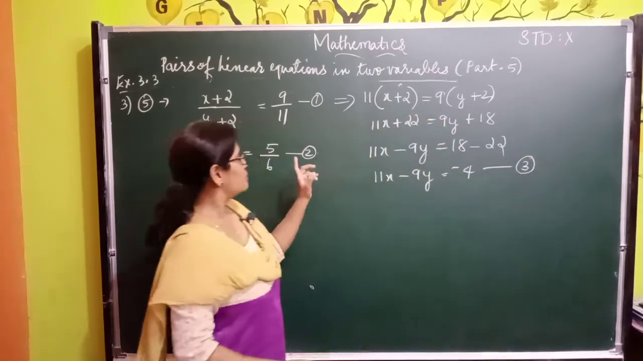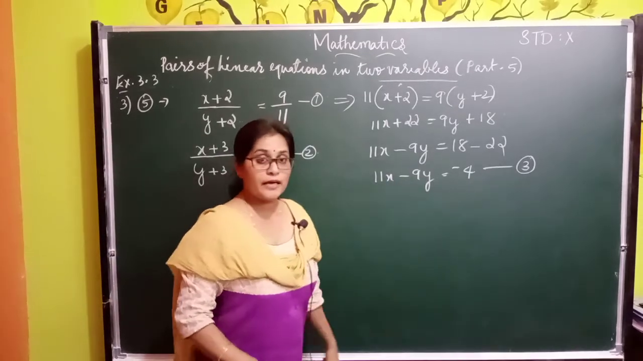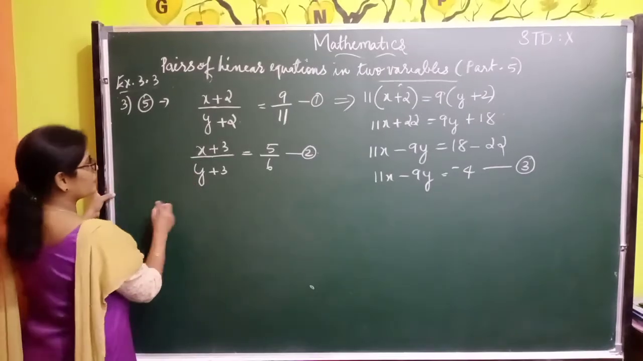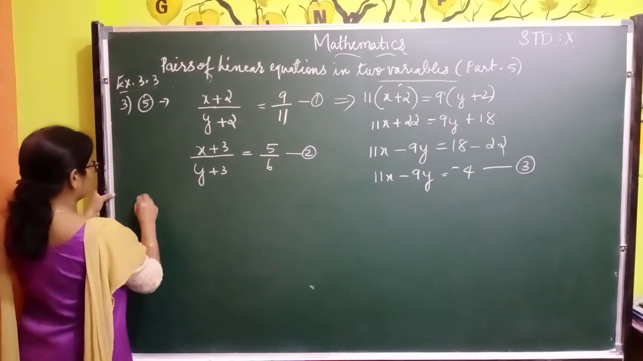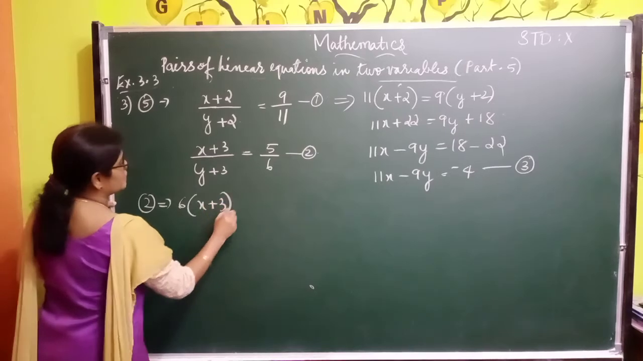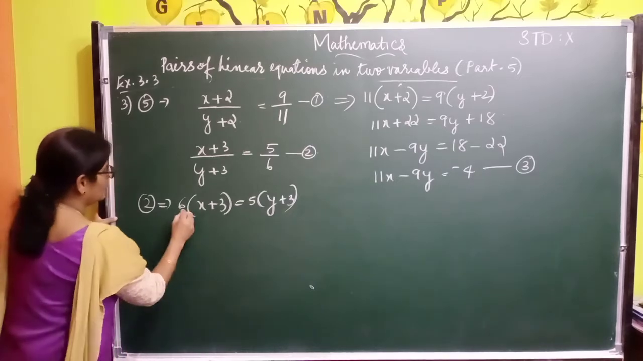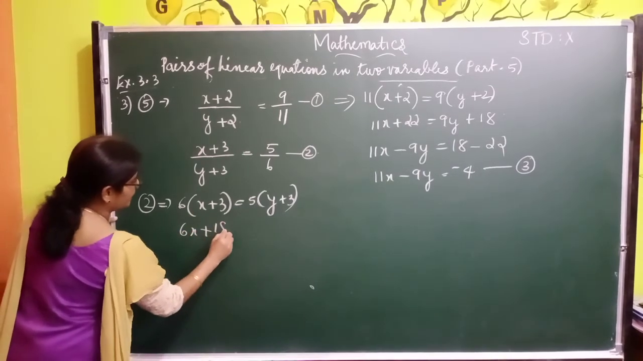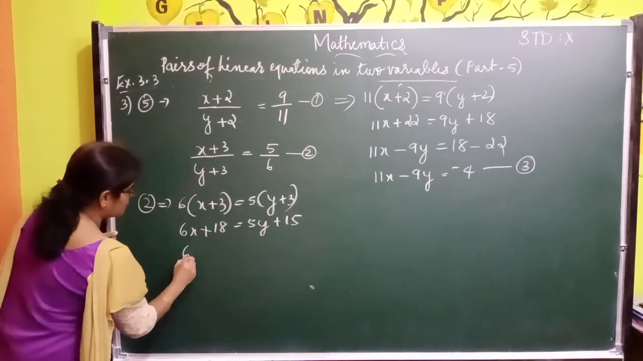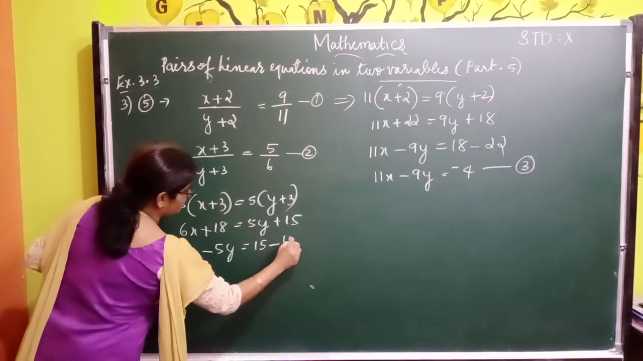So the fractional form of equation 1 becomes, I have converted into linear form. So equation 3. Now equation 2, let us cross multiply. 6 into x plus 3 is equal to 5 into y plus 3. 6x plus 18 equals 5y plus 15. 6x minus 5y equals 15 minus 18.